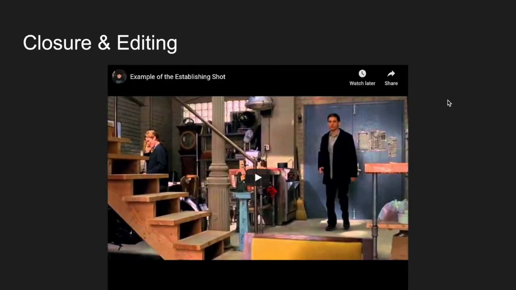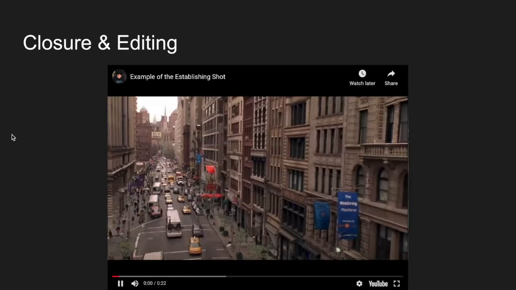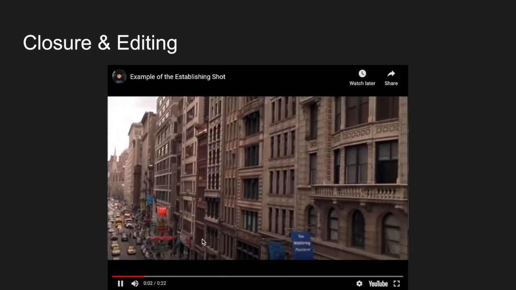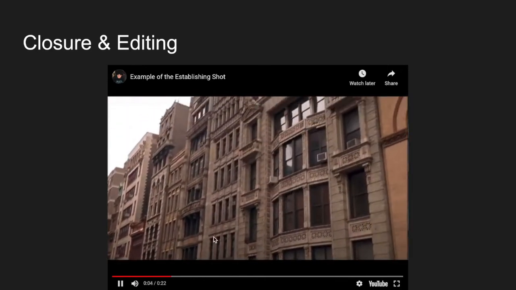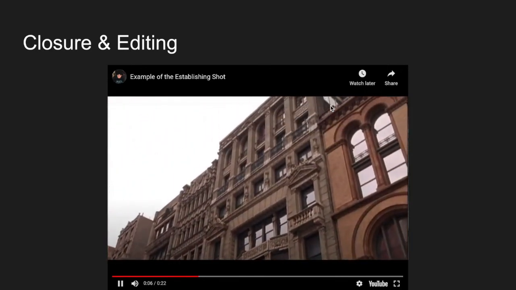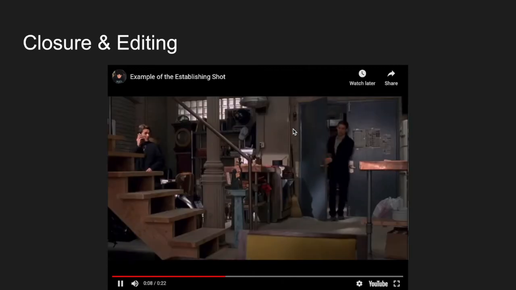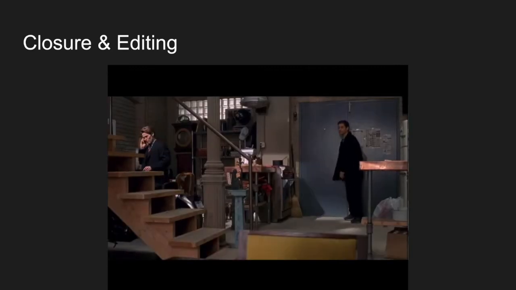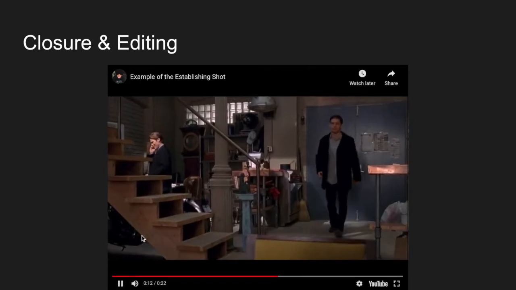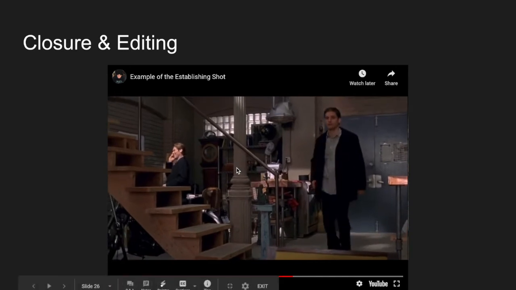Okay. Here's another example of closure that's much simpler and also much more subtle. We've seen this one before when we were talking about establishing shots. This scene opens with an establishing shot as the camera tilts and pans at the same time upwards, points at the apartment building that our character is now entering. And that was it. That was the moment of closure.